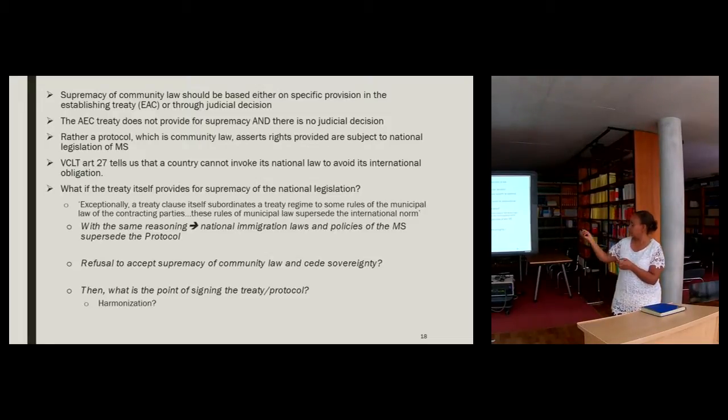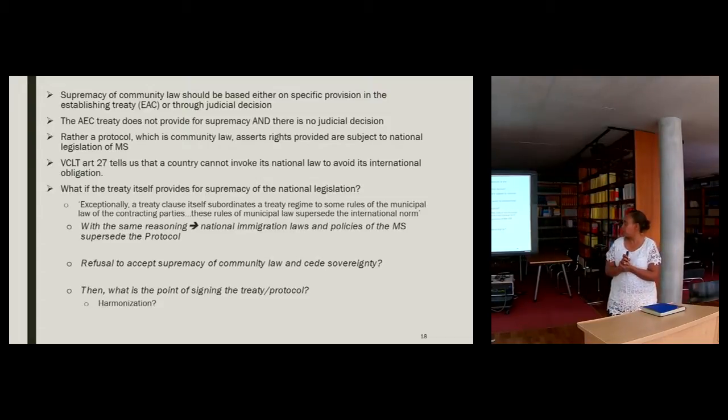So in this case, the protocol is saying that entry, exit, right of residence, and so on, the laws which relate to those things, immigration laws, immigration procedures, and so on of the host member countries would be above the protocol. So it shows that there is a refusal on the part of the states to accept supremacy of the treaty and the community law in general. Of course, also to surrender part of the sovereignty.